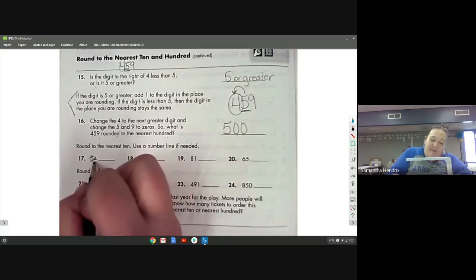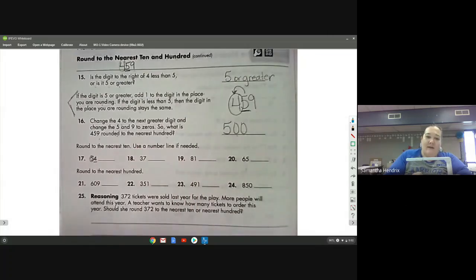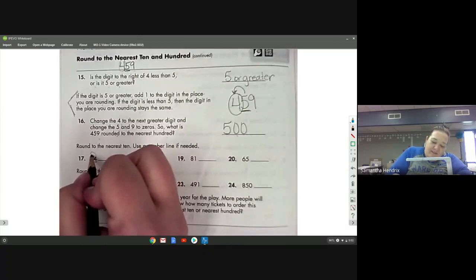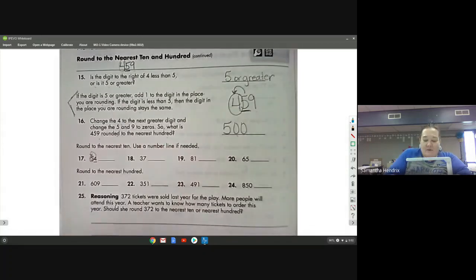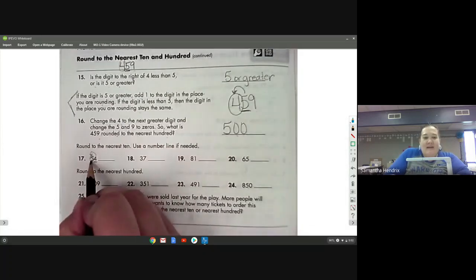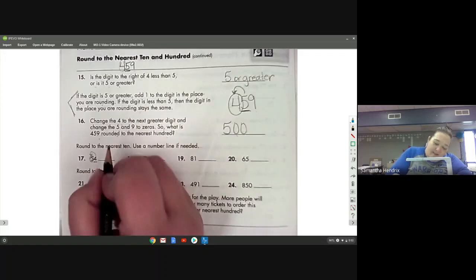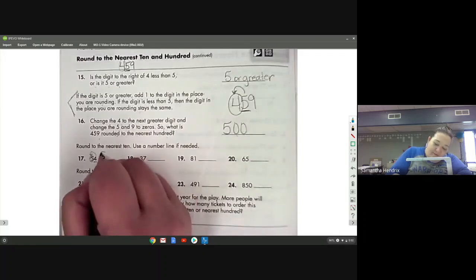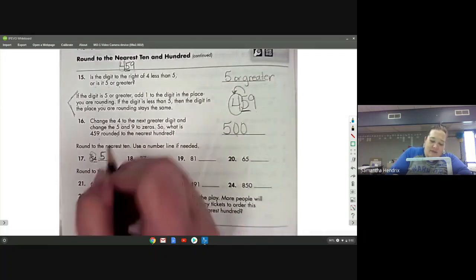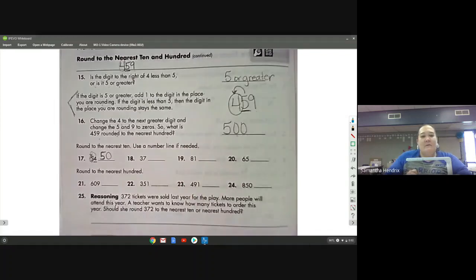I'm going to underline my 4. Okay, this 4 is going to tell that 5 what to do. 4 or less, let it rest. 5 or more, raise the score. So is this 5 going to stay the same or go up? 4 or less, let it rest. 5 or more, raise the score. We're going to let it rest. So that's going to stay a 5. And then everything else changes to zeros. Okay, we just rounded 54 to 50.